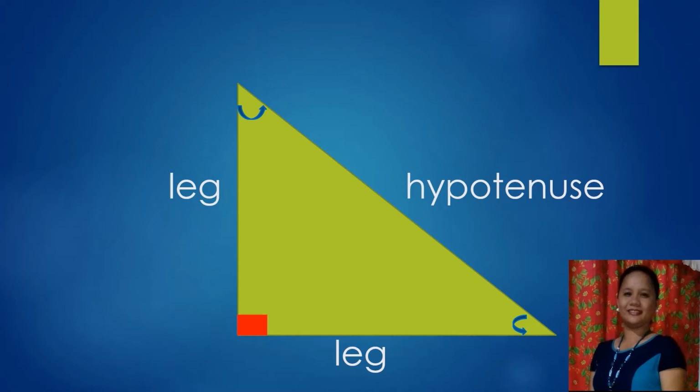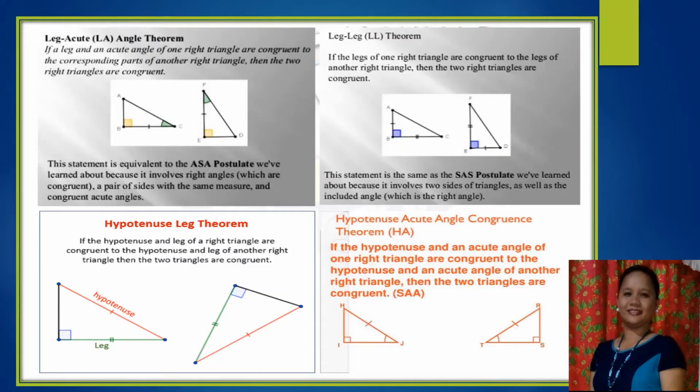Let's work now on the different theorems of a right triangle. We have leg acute angle theorem or LA theorem. Second, leg-leg theorem or LL theorem. Third, we have hypotenuse leg theorem or HL theorem, which can also be HYL theorem. And the last, hypotenuse acute angle congruence theorem, which can be written as HA theorem or HYA theorem. So if you notice, the names of the theorems are already the clues when to use these theorems. We will now try to apply this in proving statements on triangle congruence.